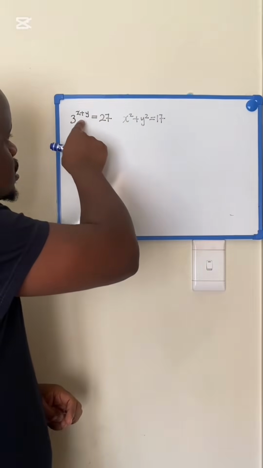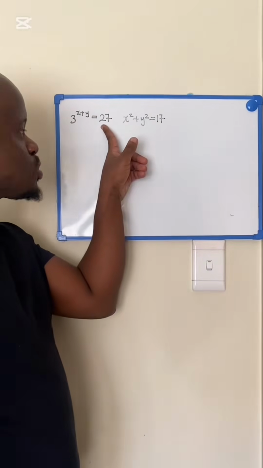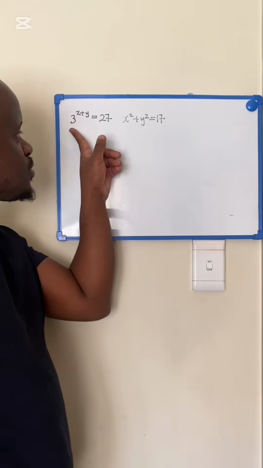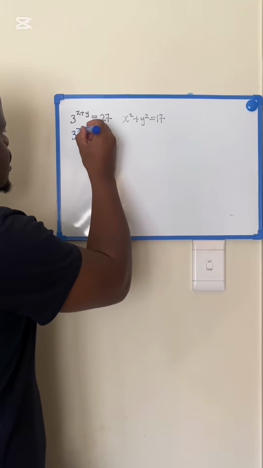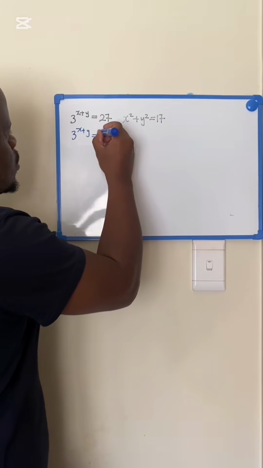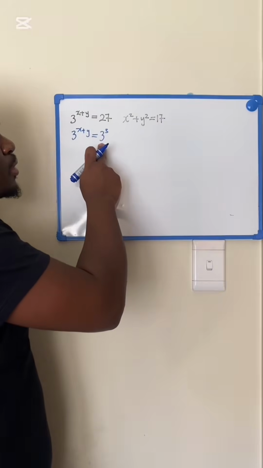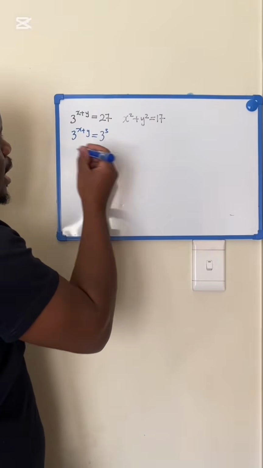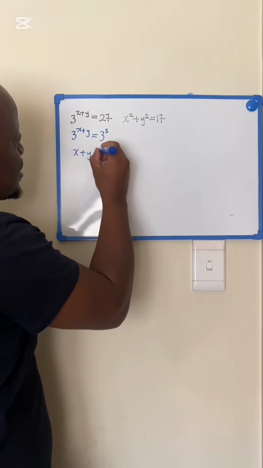When you meet these exponents like this, all you need to do is to convert the next one into the base, into the given base, right? So now we have 3 to the power x plus y is equal to 3 to the power 3, right? Because 27 is 3 to the power 3. And now look at how simple it becomes. It becomes x plus y is equal to 3.